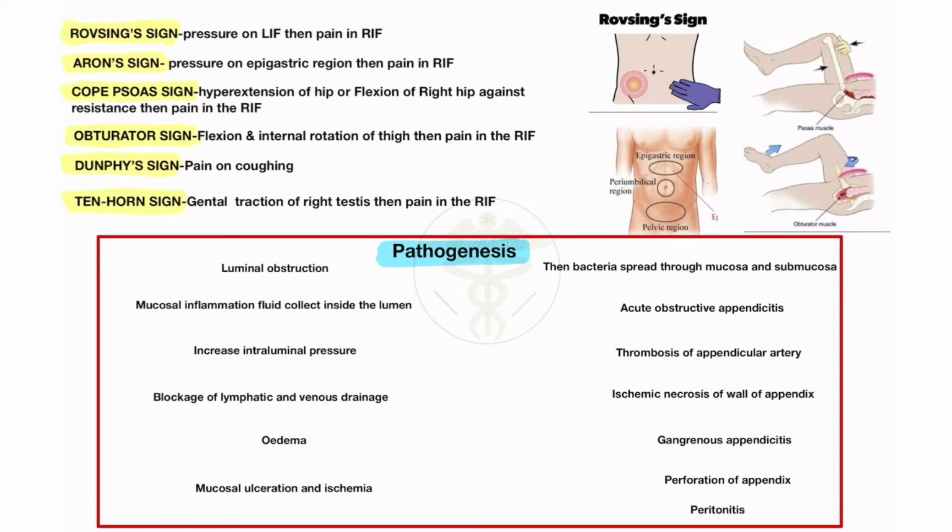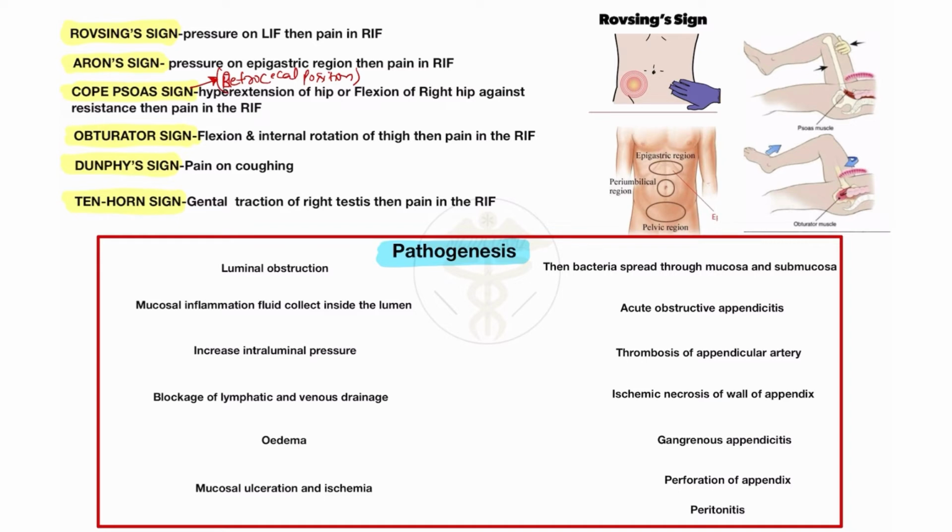Soes sign is mostly the Schwarz sign. This is called Schwarz sign. Schwarz sign is mostly present when the position of the appendix is retrocecal. So in the examination, sometimes sir also asks about when the appendix is in the retrocecal position. So when the appendix is present in the retrocecal position, then Schwarz sign is present. This is called Schwarz sign.